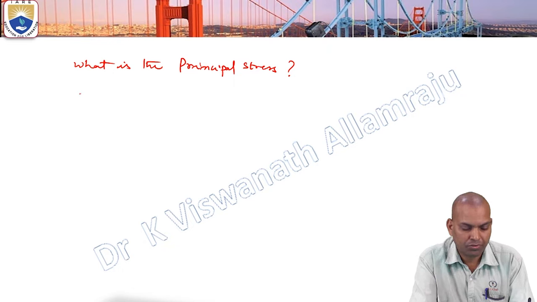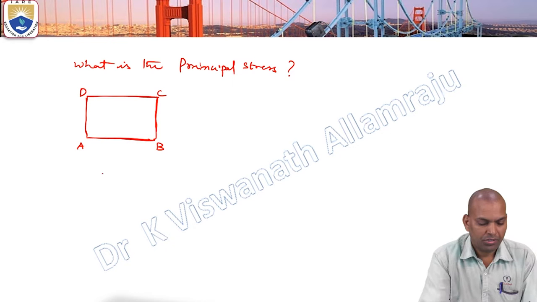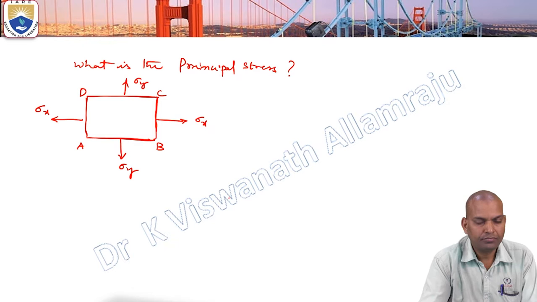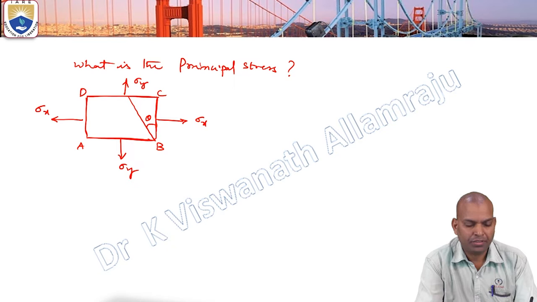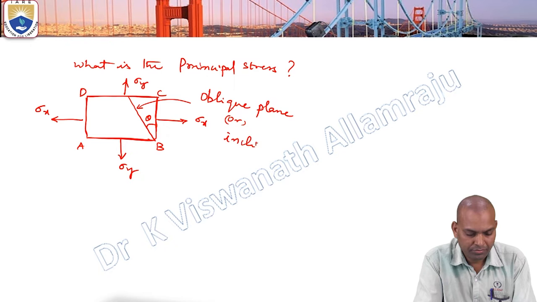Suppose we consider a plane body, a rectangle ABCD, on which the axial stresses are sigma x along the x-axis and sigma y along the y-axis, and there is a plane making an angle of theta with the vertical surface PBC. This plane is known as an oblique plane, or another name is inclined plane.